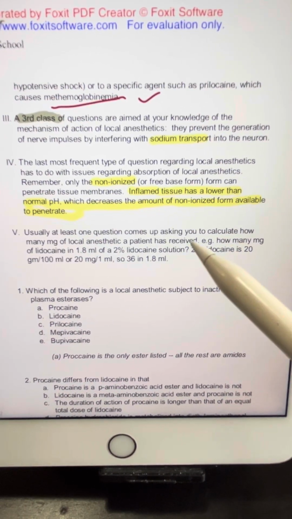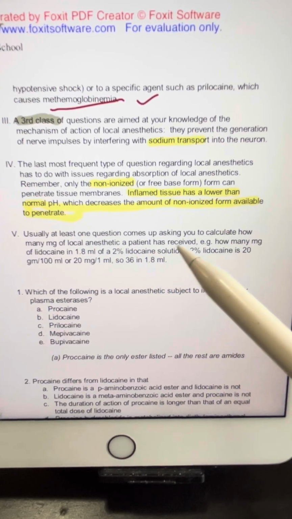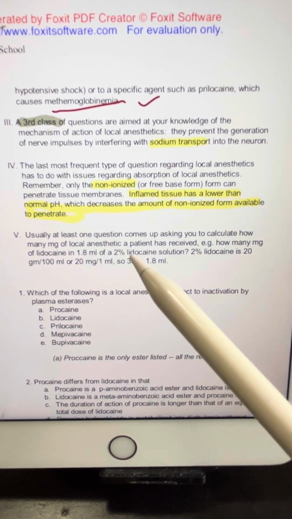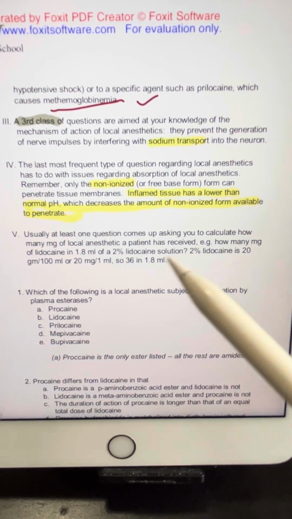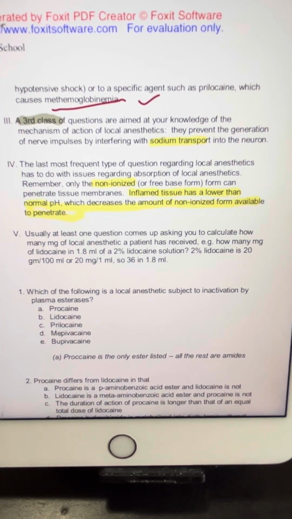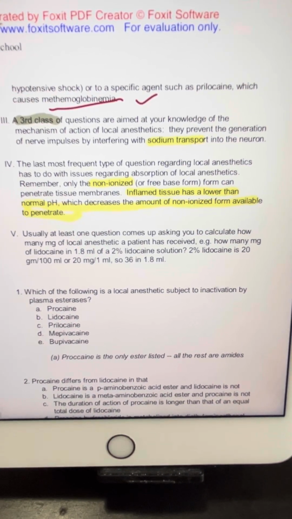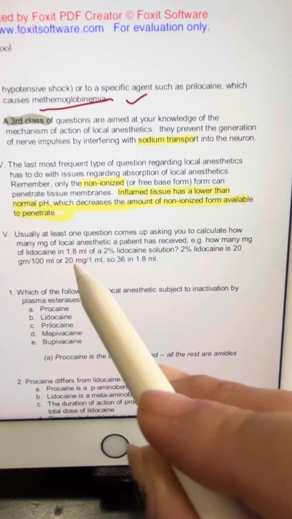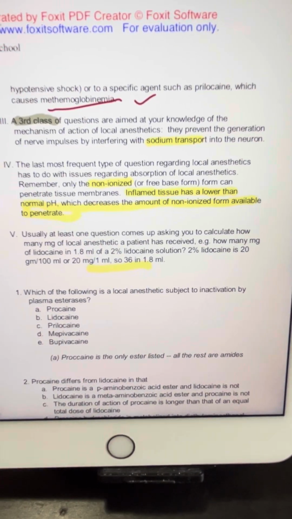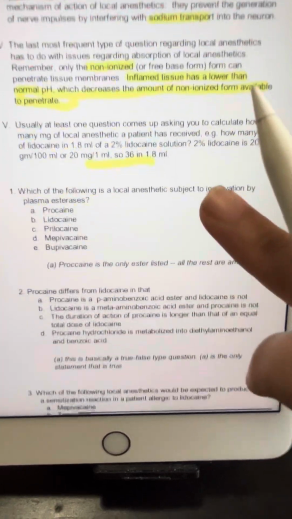Then the another thing is usually the calculation, how we can calculate local anesthesia. For example, how many mg in 1.8 ml of 2% lidocaine solution. These questions are asked less in ADAT, but it is very important for other exams like NBDE as well as the AFK. So you must do the normal calculation for this one. All these things you should know related to local anesthesia. And let's do some questions now.